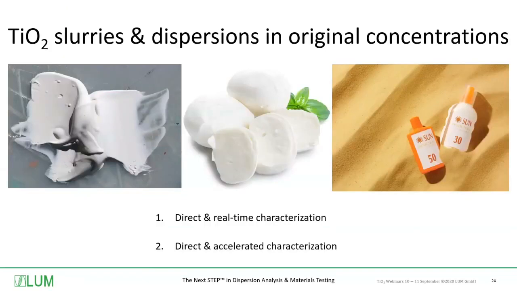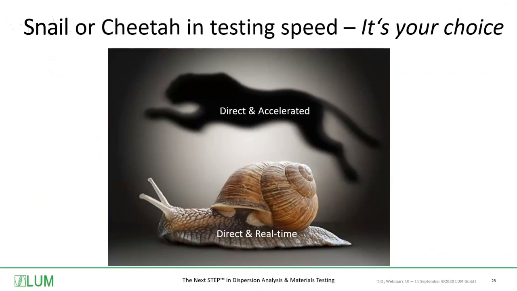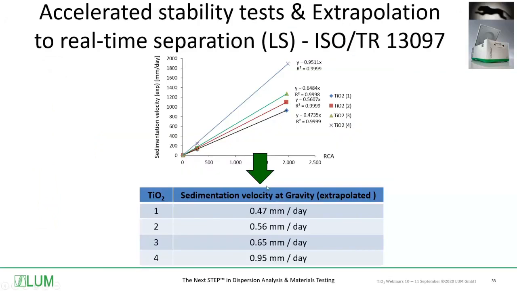Jumping to slurries and dispersions in their original concentration. Depending on the properties of the slurry and the time we have, we can either use LUMiReader PSA with near-infrared detection, or we can use X-ray detection in LUMiReader X-ray. It's your choice in testing speed, and we can extrapolate the sedimentation velocity at gravity, which is 0.47 millimeters per day for sample number 1, and for sample number 4, 0.95 millimeters per day. This is also in line with our very first impression from the raw data.